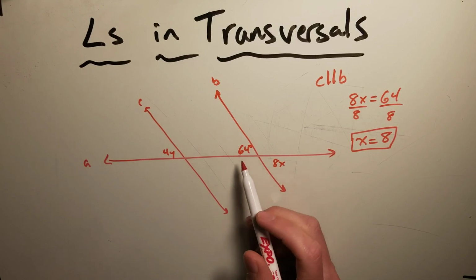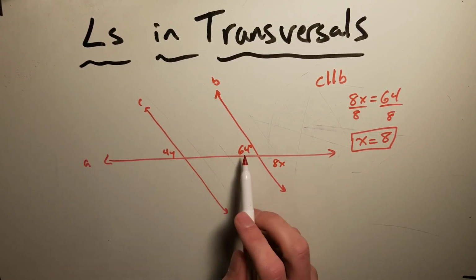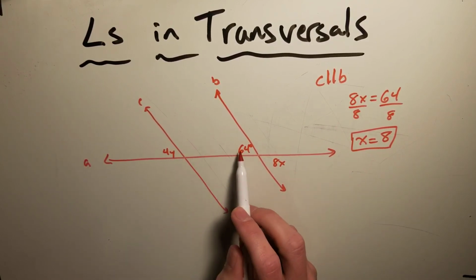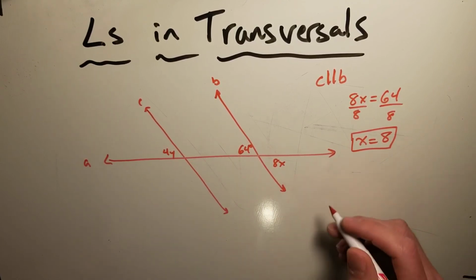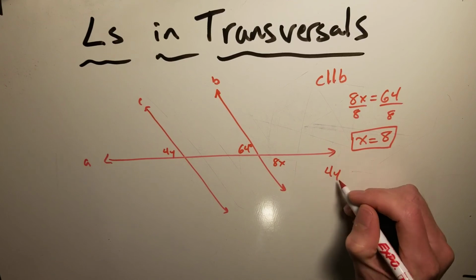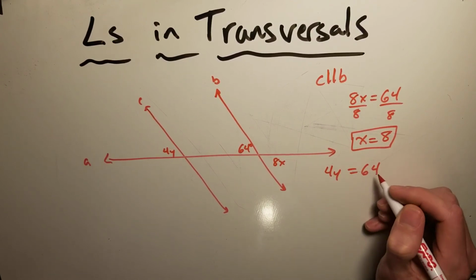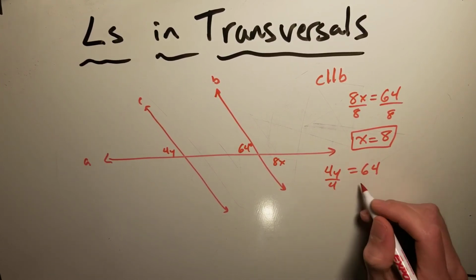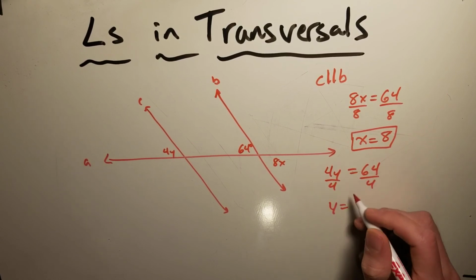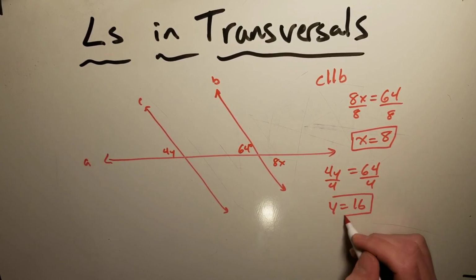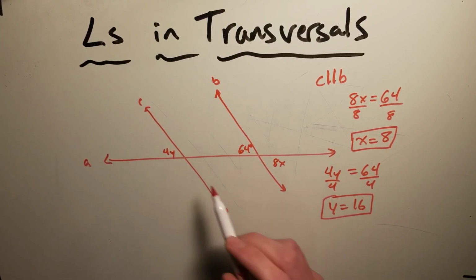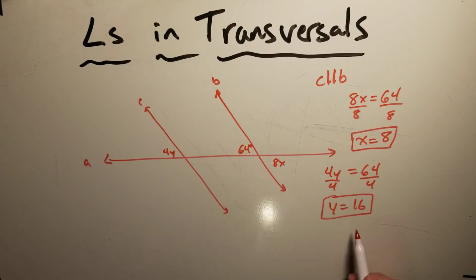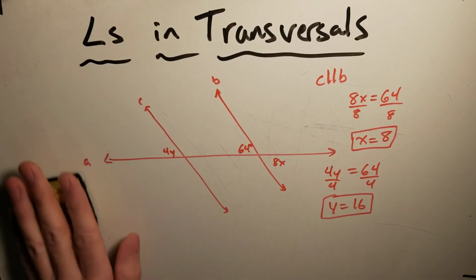Now if you're trying to find y, looking at these two angles, well, they are corresponding angles. The lines are parallel, so therefore they're going to be congruent. They're going to have the same measure. So your 4y is going to be equal to 64. Divide by 4, divide by 4. So y is equal to 16 here, because this angle needs to equal 64, and 16 times 4 is 64. So there's our first one. Moving on to our second one.